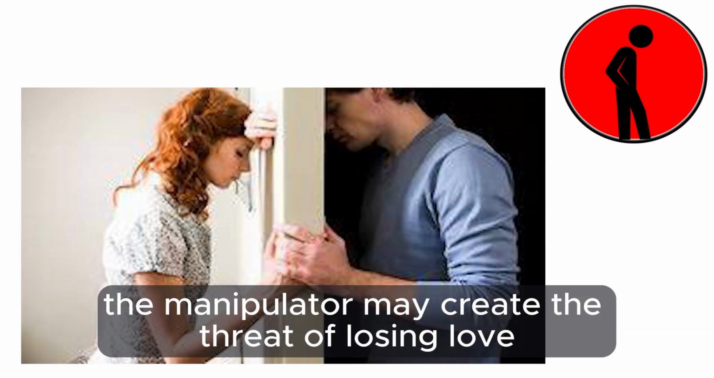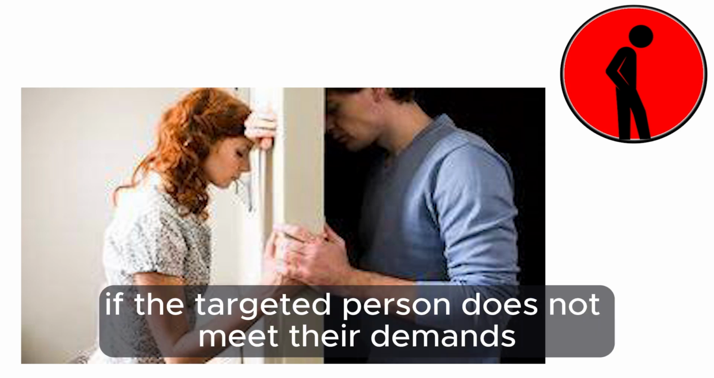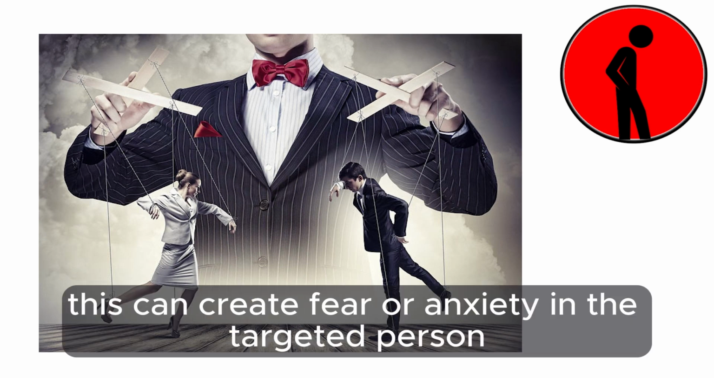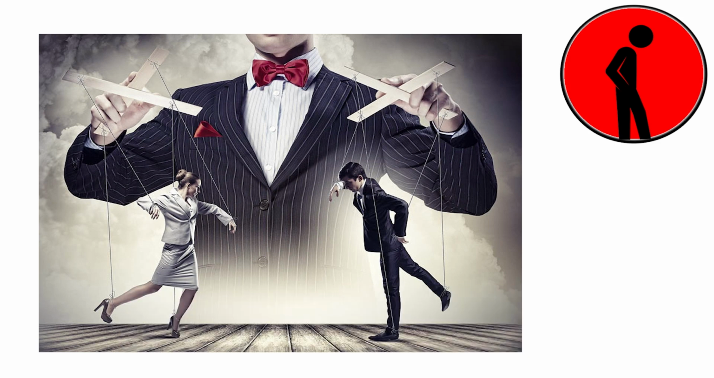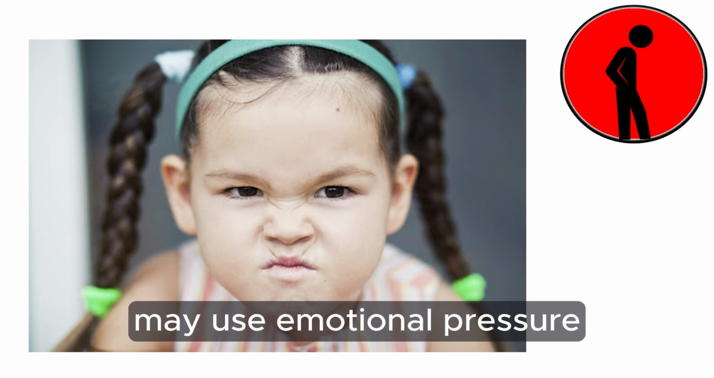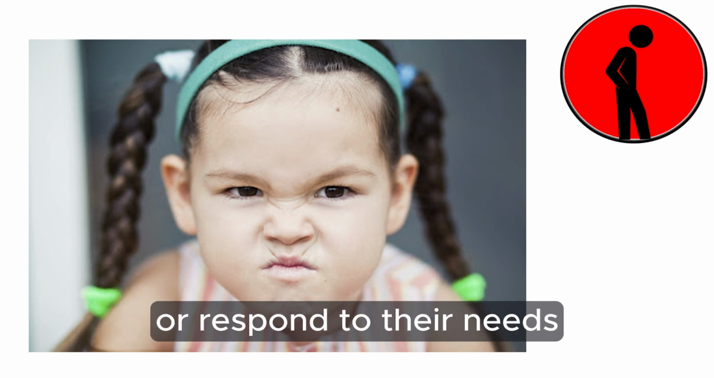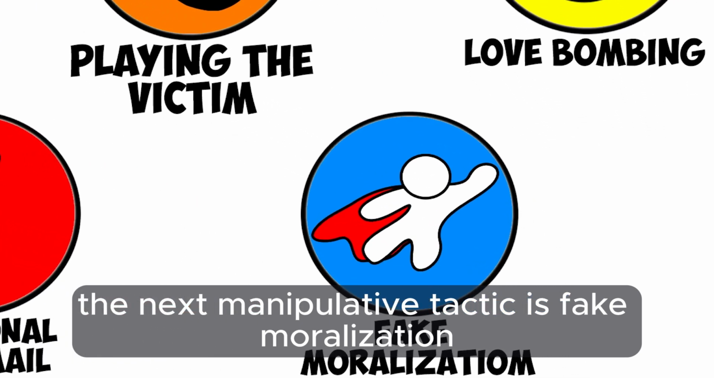The manipulator may create the threat of losing love, friendship, or support if the targeted person does not meet their demands or respond to their needs. This can create fear or anxiety in the targeted person and cause them to act under pressure. Emotional pressure. The manipulator may use emotional pressure to get the target to meet their demands or respond to their needs. The next manipulative tactic is fake moralization.